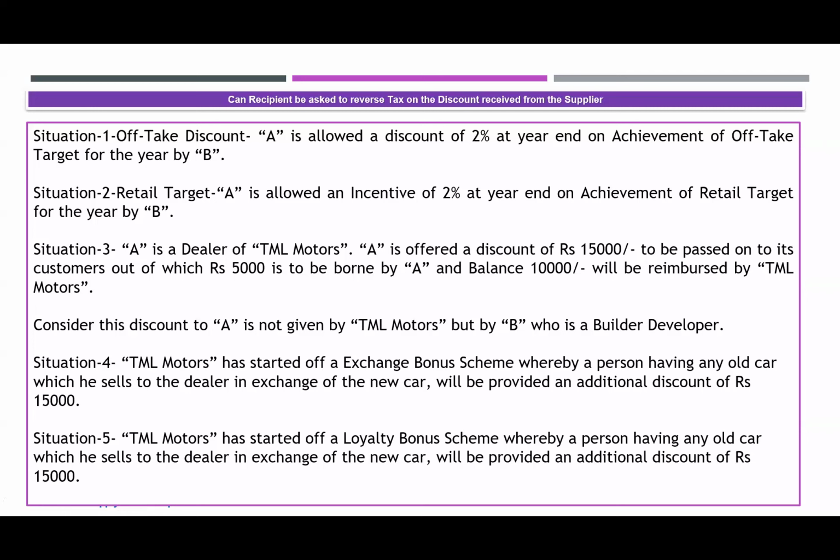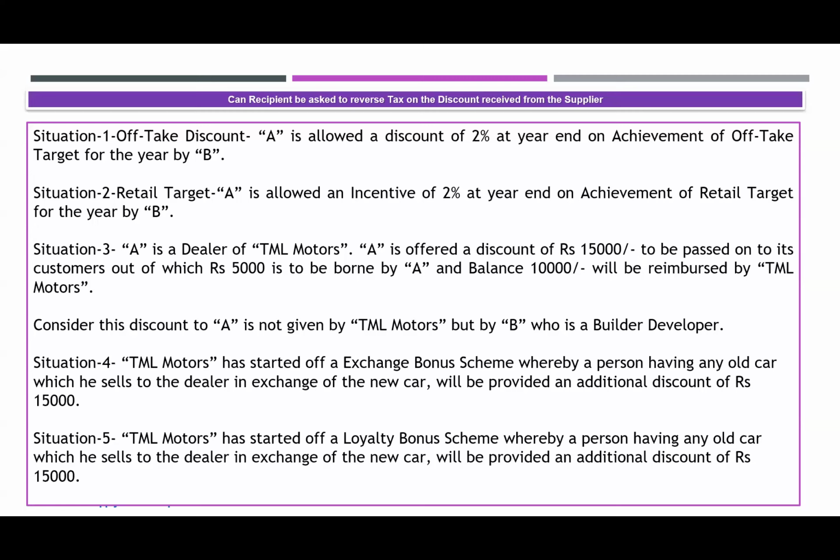Should we move ahead to situation 4? Yes, sir. Okay. So now comes TML Motors, which has started an exchange bonus scheme, whereby any person having an old car which he sells to the dealer in exchange for a new car will be provided an additional discount of 15,000 rupees.